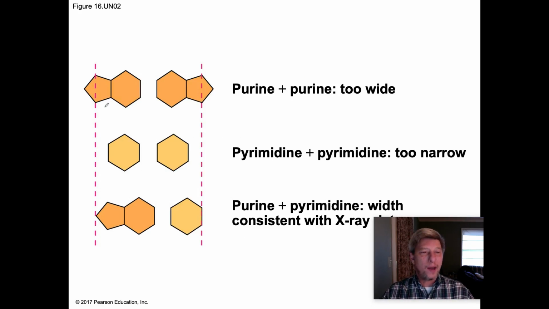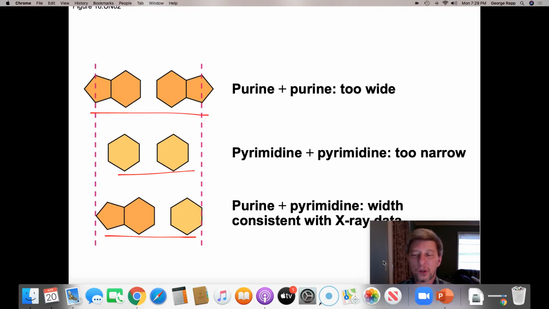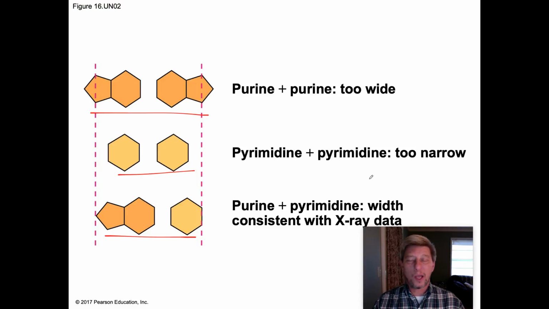The reason for that is that if you put 2 purines together, you get a 4-ring rung, and that's too big. If you put a pyrimidine with another pyrimidine, you get a 2-ring rung, and that's too small. And on the other hand, if you have a purine and a pyrimidine together, you get a 3-ring rung. And like Baby Bear said, that's just right, okay? And it's also, of course, consistent with the X-ray crystallography data.